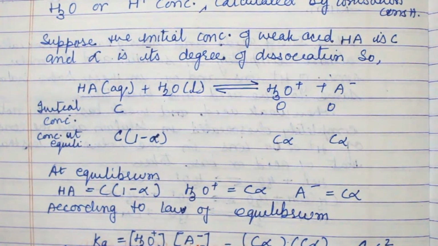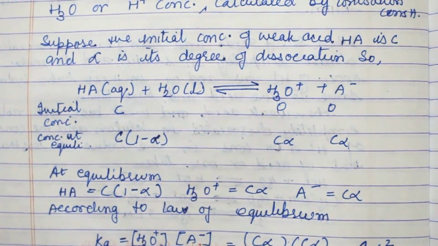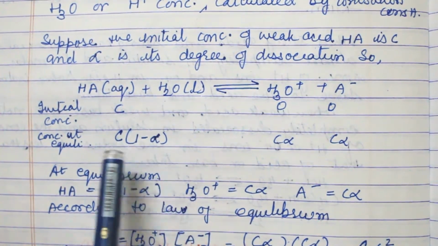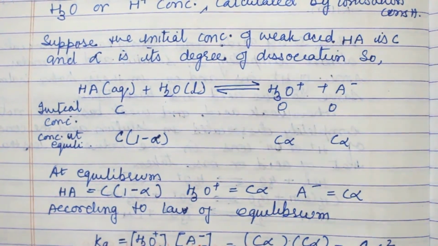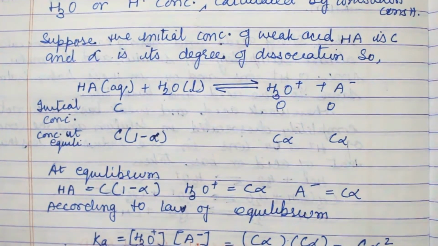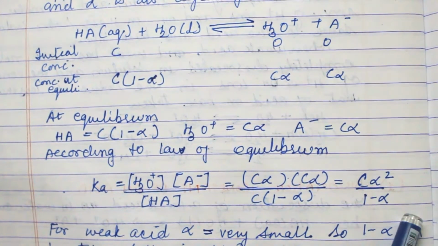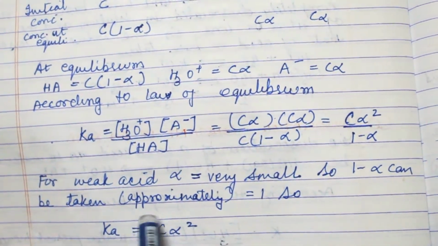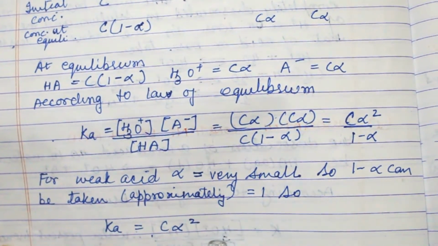So according to the law of equilibrium, product is in the numerator and reactant in the denominator. In the case of water we take 1 as a constant. When we put the equilibrium concentrations in this equation, we have Ka equals C alpha times C alpha upon C(1 minus alpha). If we evaluate this, we get C alpha squared upon 1 minus alpha. For a weak acid, alpha is very small, so 1 minus alpha can be taken as approximately 1. So now the equation is Ka equals C alpha squared.